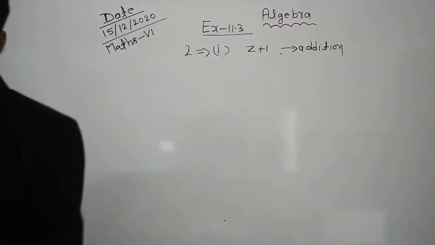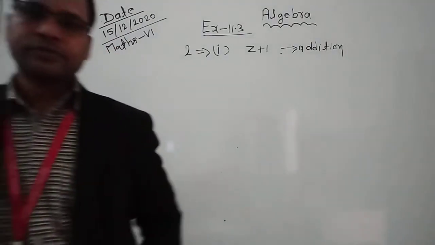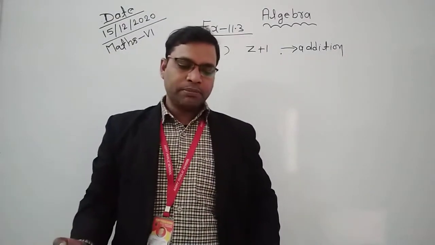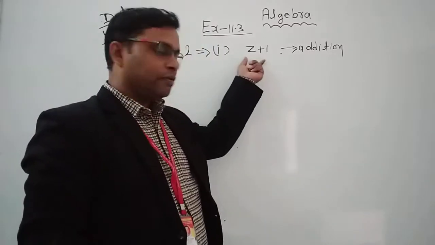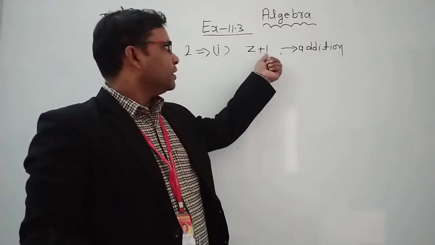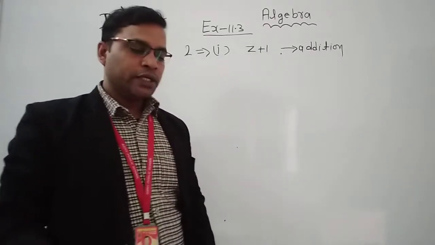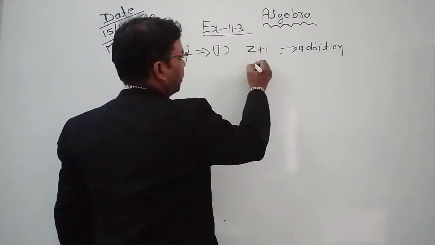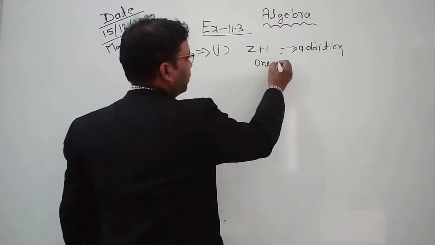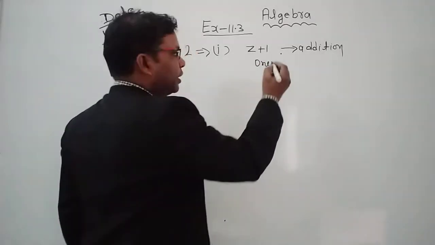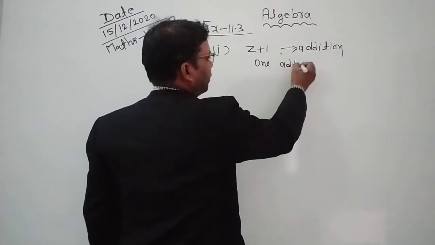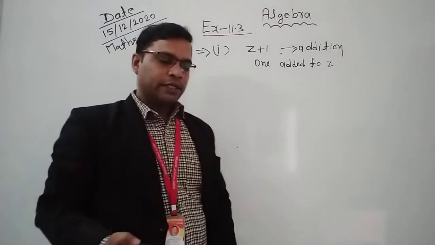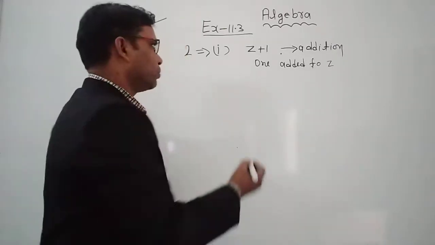This is clear. Now the question also asked, tell how the expression has been formed. So how has this expression been formed? You can say 1 is added to z. You write here: 1 is added to z. Now the next expression is z minus 1.